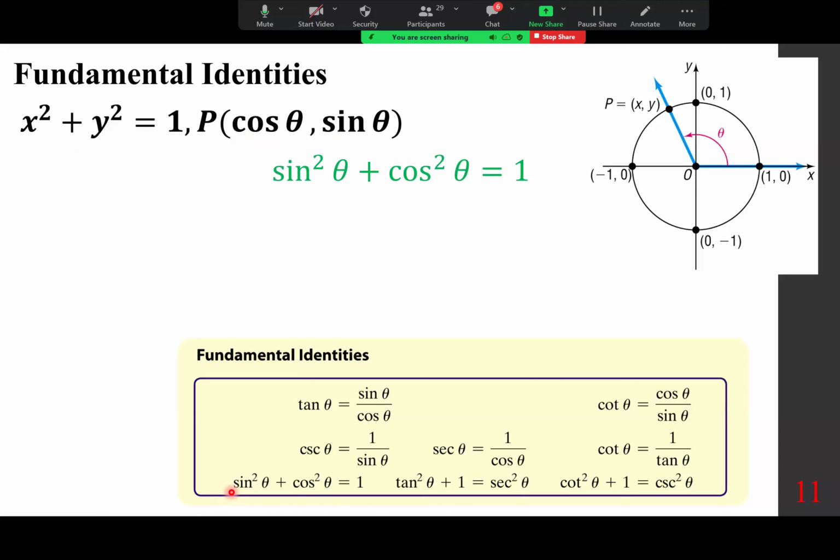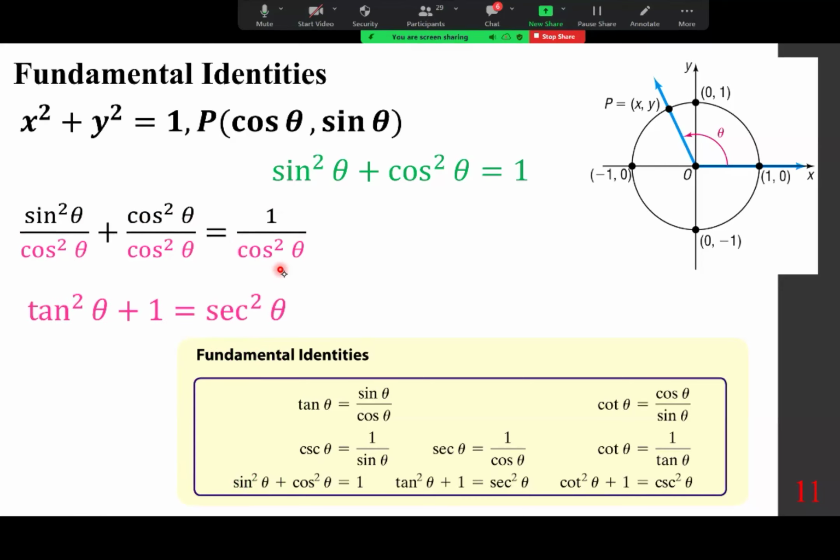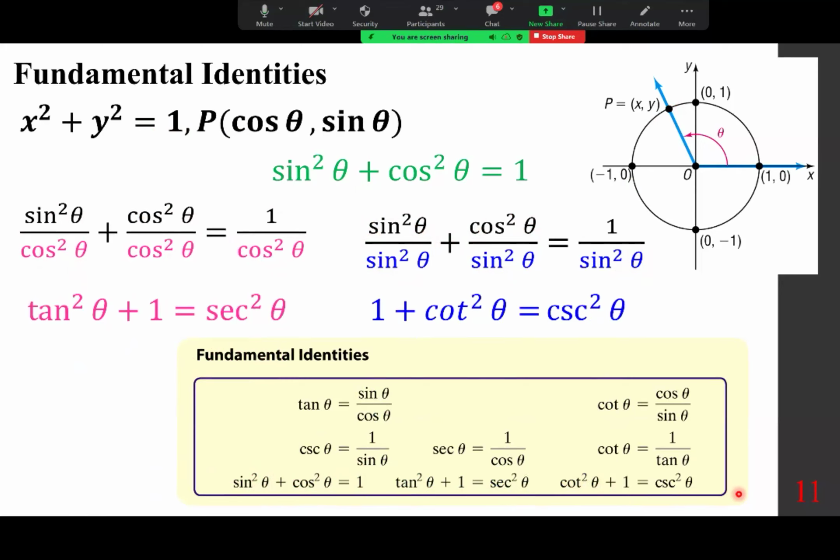Now to get to the next ones, you divide both sides in one case by cosine squared, in the second case by sine squared. If you divide by cosine squared, this becomes 1. This becomes sine over cosine, tangent squared. This becomes secant squared. So we prove tan squared plus 1 is secant squared. To prove the next one, we divide both sides this time by sine squared. So this becomes 1. This becomes cotangent squared. This becomes cosecant squared, which is the last one.